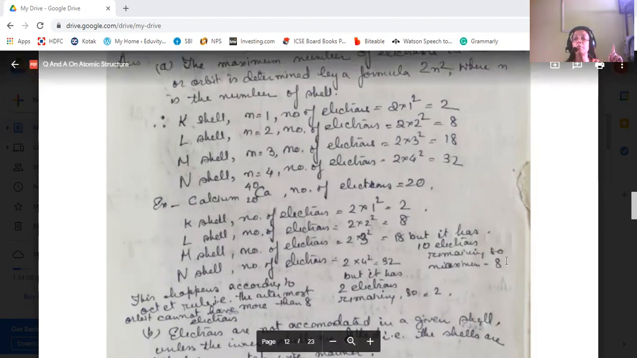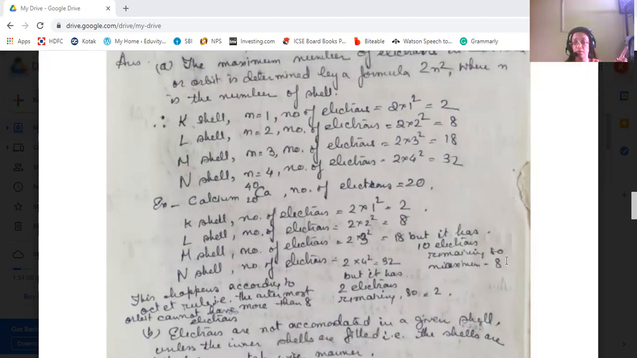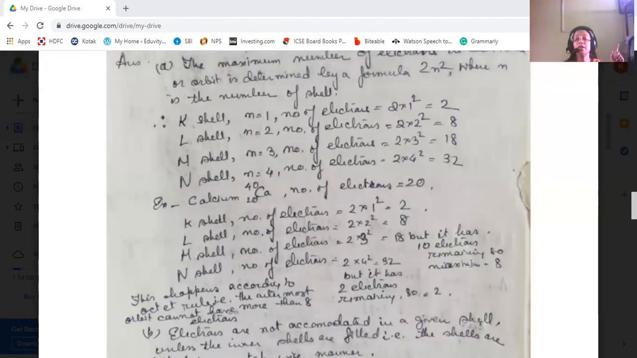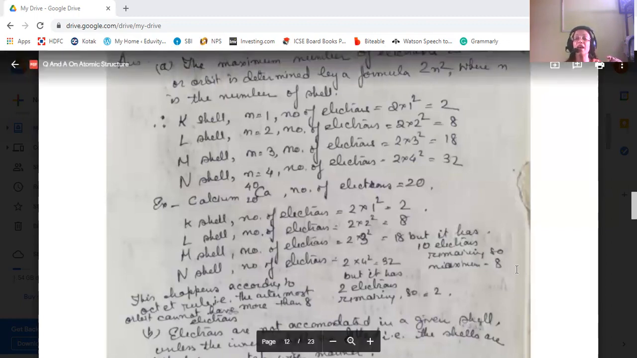So the maximum number will be 8 here. It has 10 electrons remaining. It does not have more than 10 in the third shell, not the last shell. So it cannot be 18, because then it will contain 8 in the third shell, and the last 2 electrons will pass on to the last valence shell.